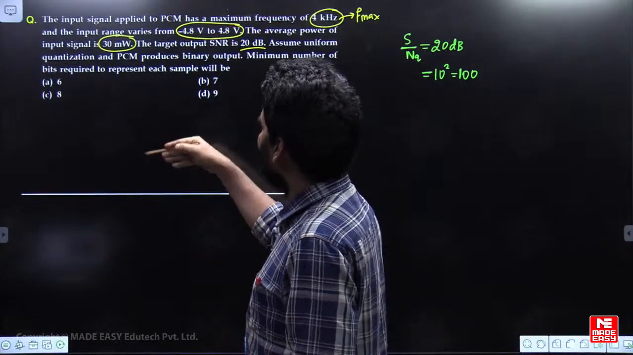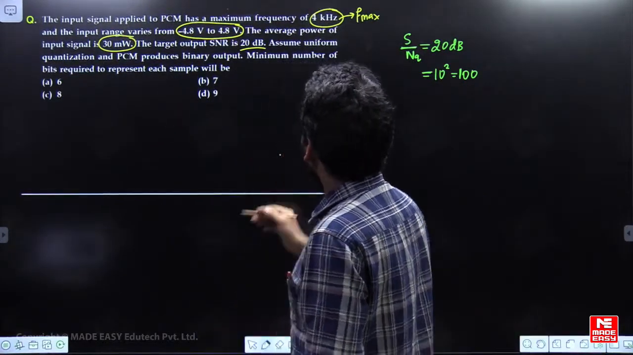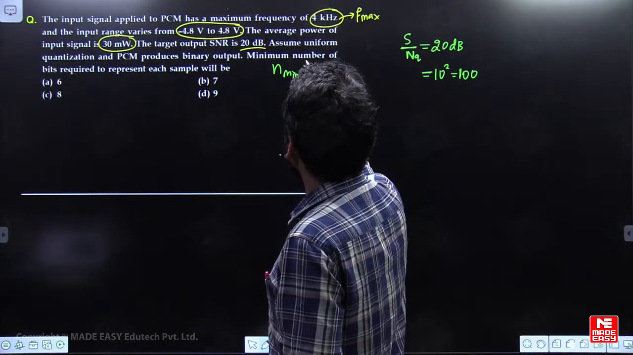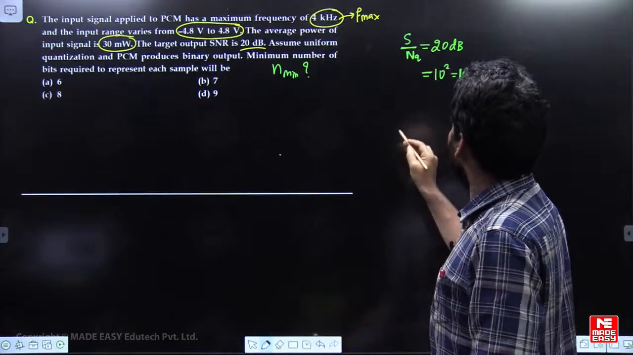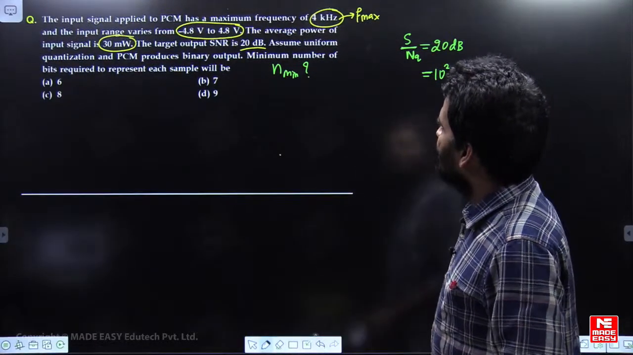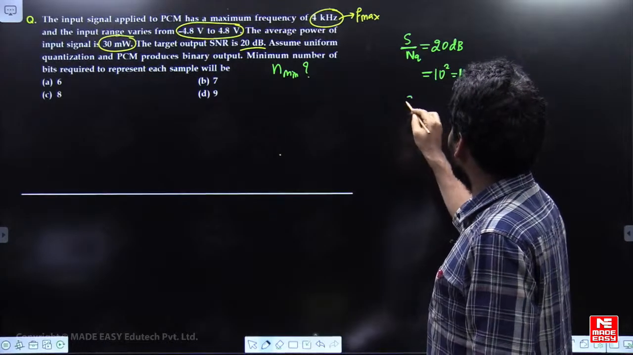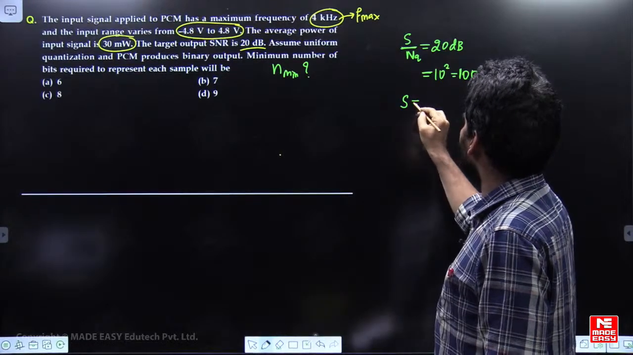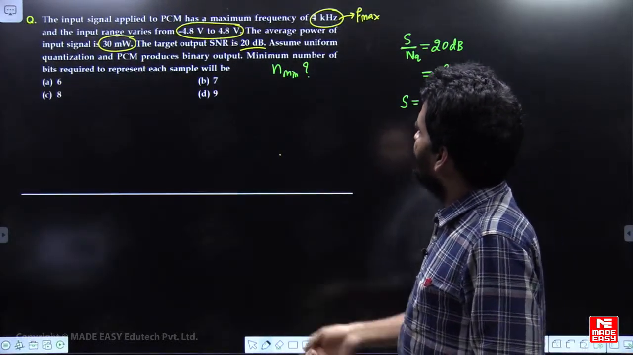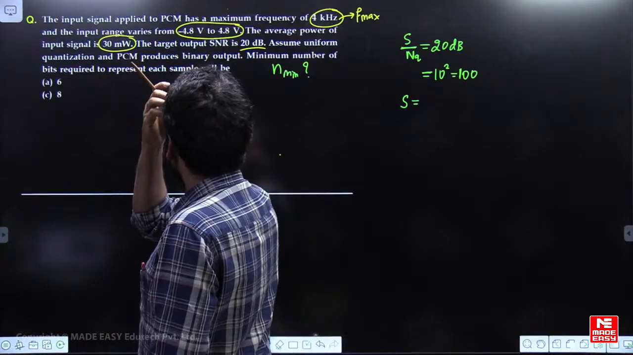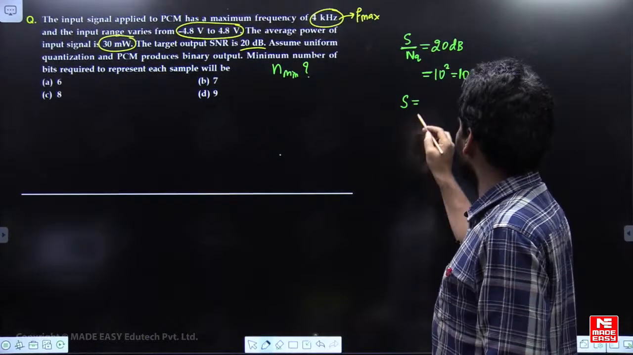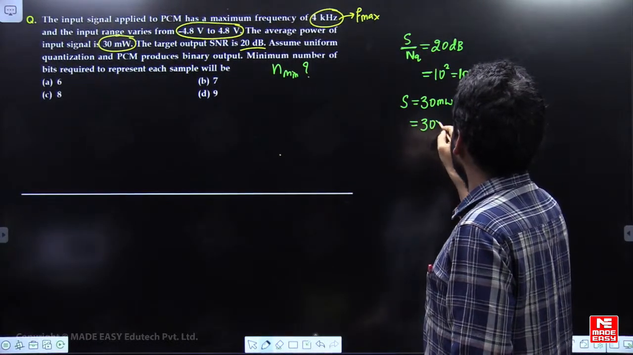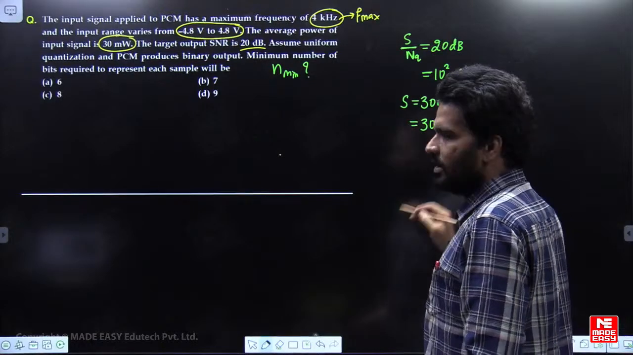The minimum number of bits required to represent each sample will be? Here the number of bits per sample I'm denoting with n, so we have to find n minimum. S by NQ, the target SNR, is 20 dB, that is 100. The signal power: the average power of the input signal is 30 milliwatts, which is simply the power of the input. So how much is this? 30 milliwatts, 30 into 10 power minus 3 watts.